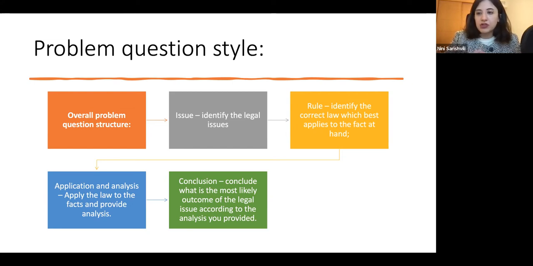Analysis should include the arguments that you make to convince the examiner that you understand very well this area of law and you're able to apply it to the facts of the case and advise your client. Finally, you need to make a conclusion. Conclusion is usually a sum up of your analysis and what you think would be the most likely outcome if this case that you have at hand went to the court.